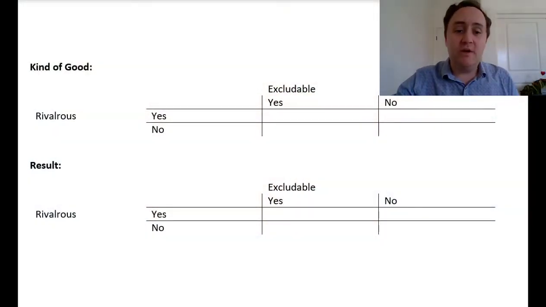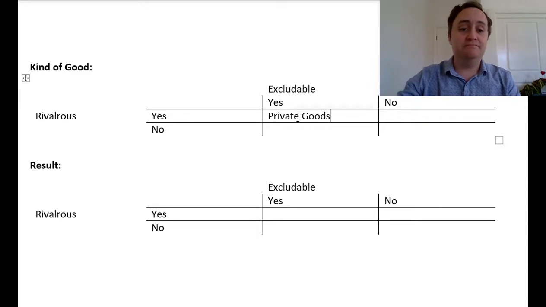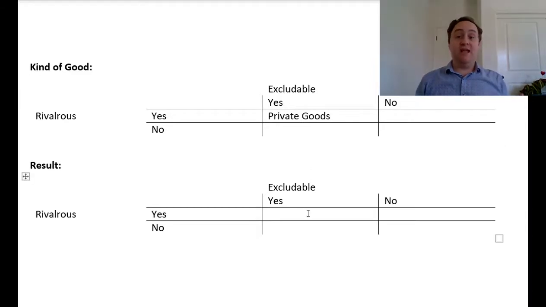So we have rivalrousness and we have excludability. What happens to kinds of goods that are or are not those things? So let's start first of all with things that are both rivalrous and excludable. We call these private goods. And these are just the kinds of goods that we've been talking about all term. Anything you would buy in a store is generally a private good.